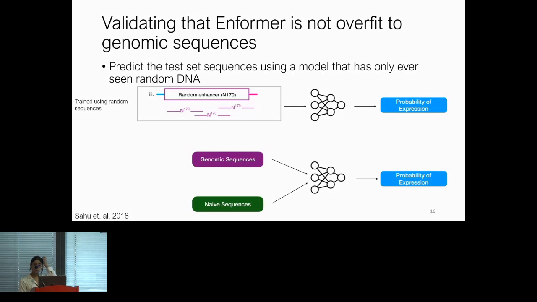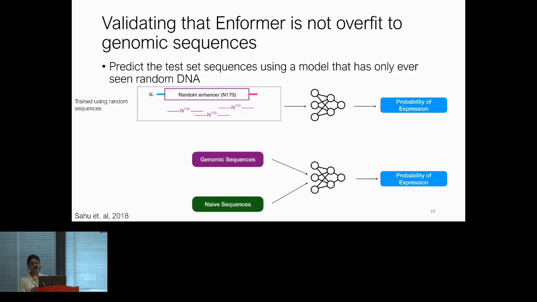So this model was published in 2018 by Sahu et al. And what they did here is they used a reporter system, or MPRA, in a GP5D cell line to annotate each 170 base pair fully random sequence as either active or inactive. They trained a convolutional neural network that would predict the probability of expression for each of these sequences.